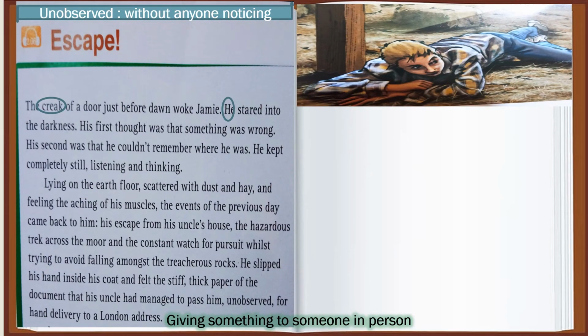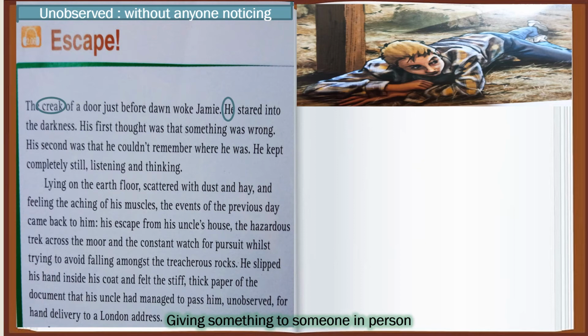And now I just want to read the first part of this story in order to know the main event and what happened in this story. So let's start with the title of this episode, which is Escape. Okay? The creak of the door just before dawn woke Jamie. He stared into the darkness. His first thought was that something was wrong. His second was that he couldn't remember where he was. He kept completely still, listening and thinking.